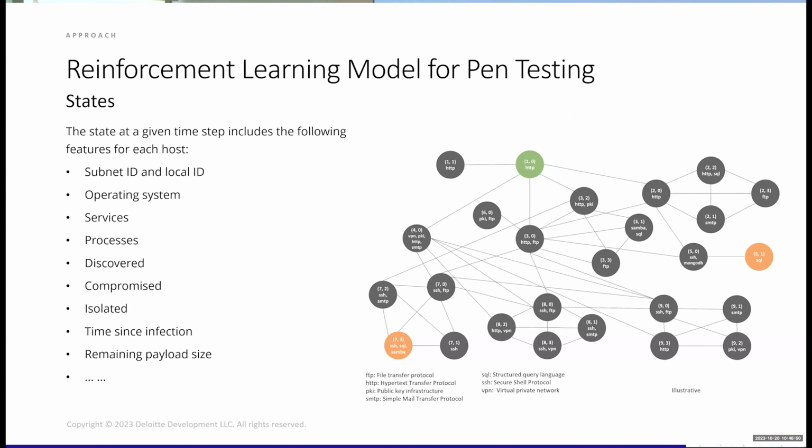So this is how the model will look for a simple example network. Let's say we have a network with 26 hosts in 9 subnets, and they have different operating systems and different services. The green node represents the initial foothold. The agent may already have a foothold on that 1,0 node that's in subnet 1.